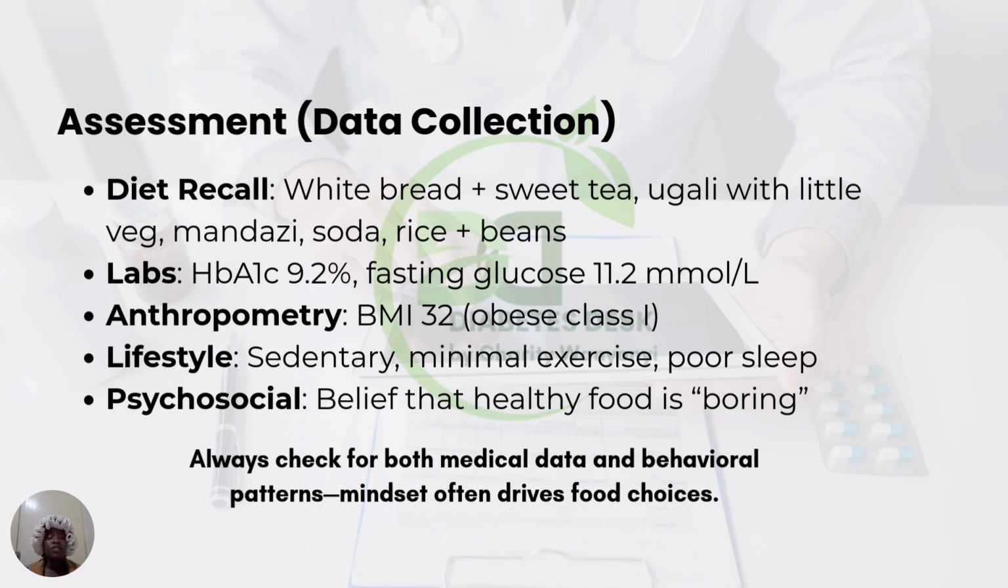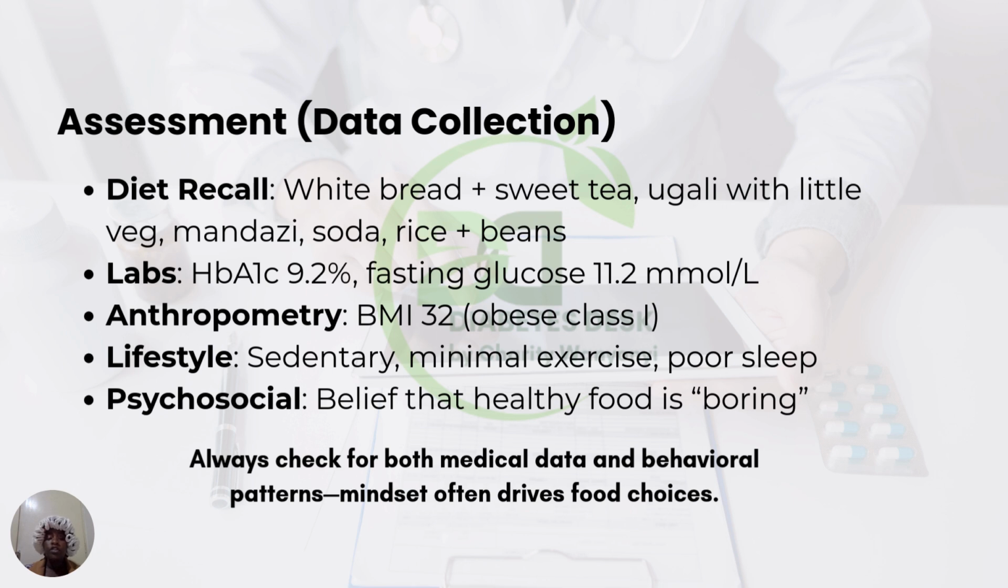So on assessment, this is data collection from the 24-hour diet recall. She eats white bread and sweet tea in the morning, ugali with little vegetables, mandazi and soda as her snacks, rice and beans as her supper. And from the lab works, the HbA1c was 9.2, fasting was 11.2. You know that is high. Even for the HbA1c, that is quite high.